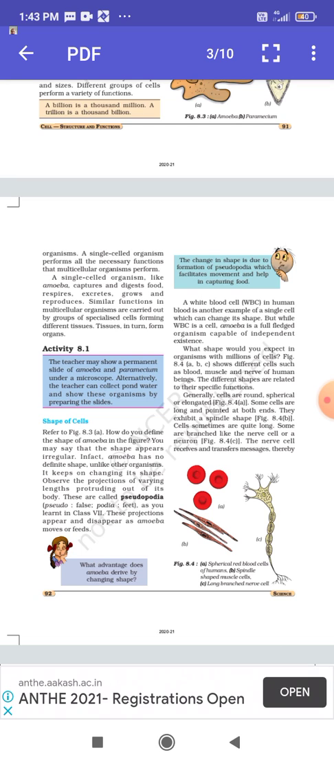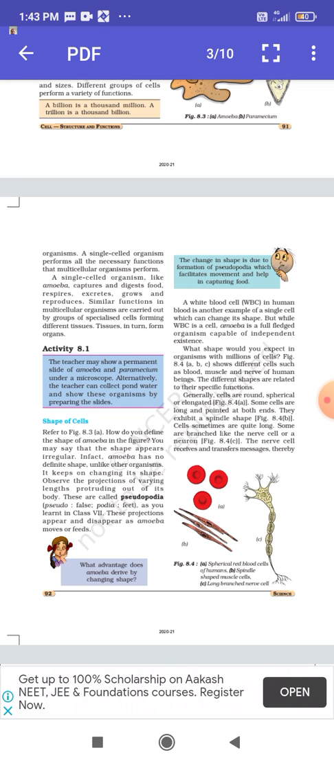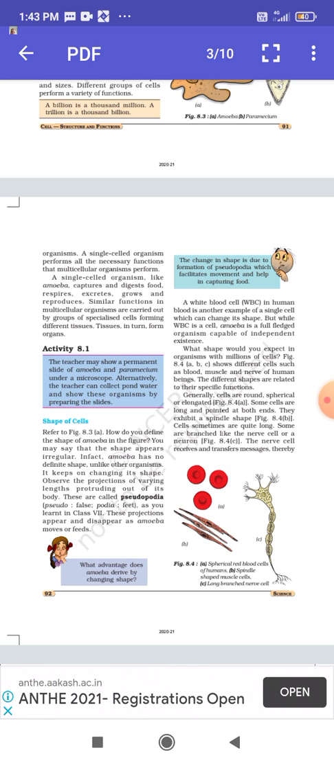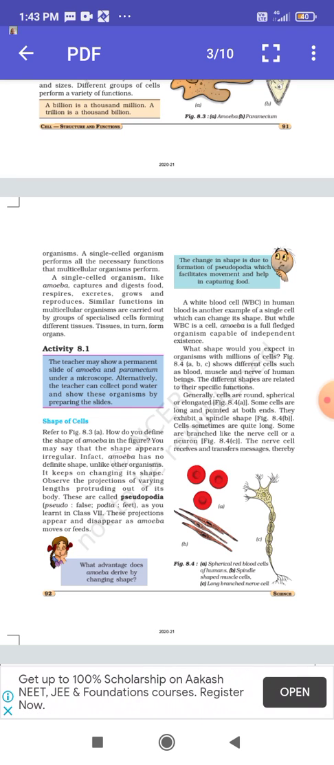What shape would you expect in an organism with millions of cells? The figure shows different cells such as blood, muscle and nerve cells of human beings. The different shapes are related to their different functions. Now see students, come to figure 8.4. Part A shows red blood cells which are spherical in shape. Then come muscle cells which are spindle in shape. Then come nerve cells. You can see that nerve cells are very long and branched.